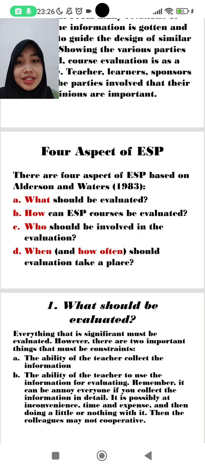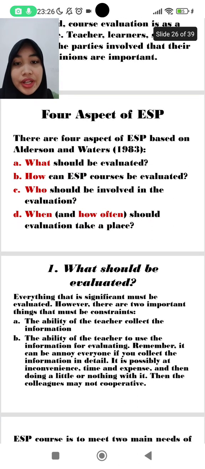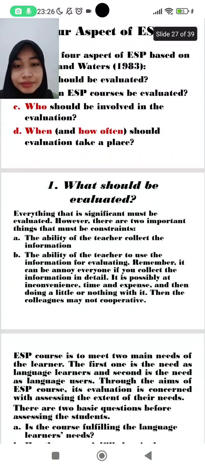Therefore, aspects of ESP based on Alderson and Waters in 1983: how, who, and when. What should be evaluated? How can an ESP course be evaluated? Who should be involved in the evaluation? When and how often should evaluation take place?